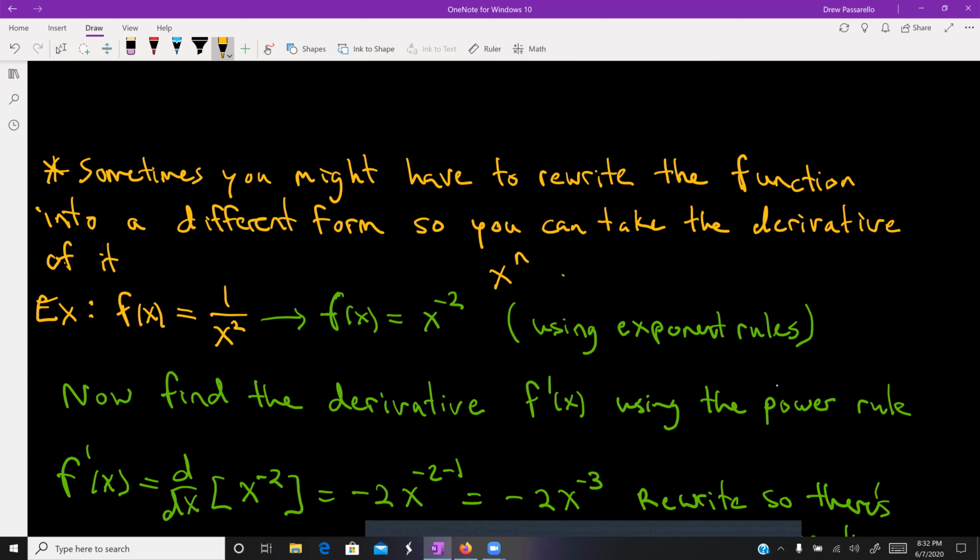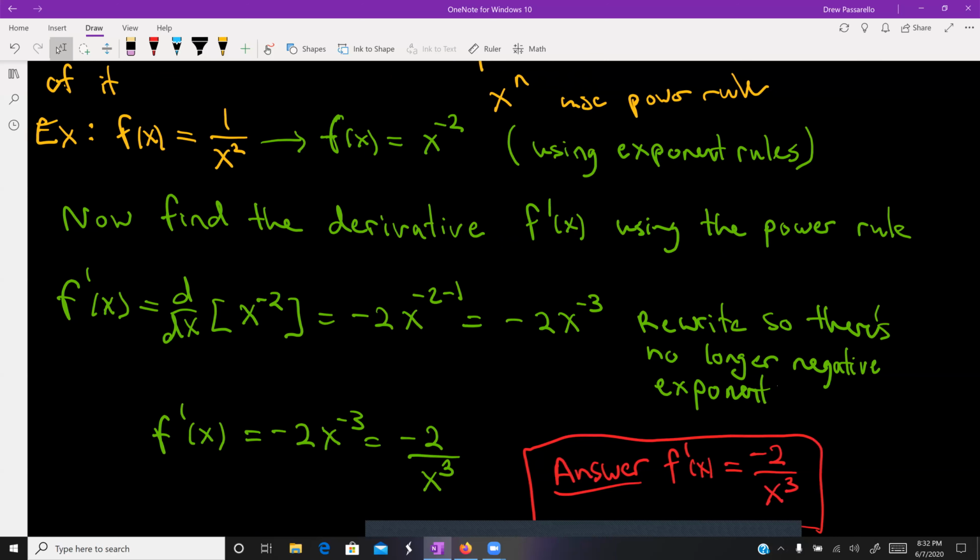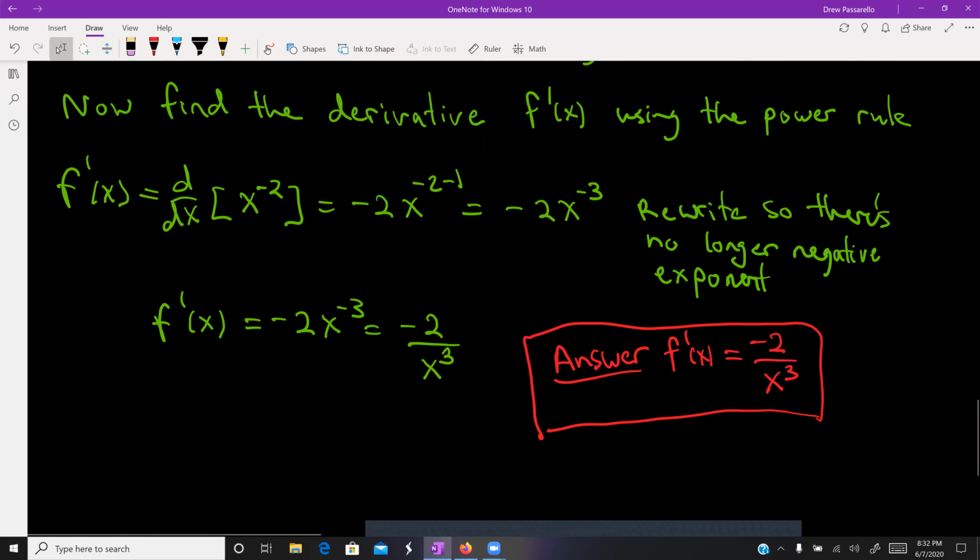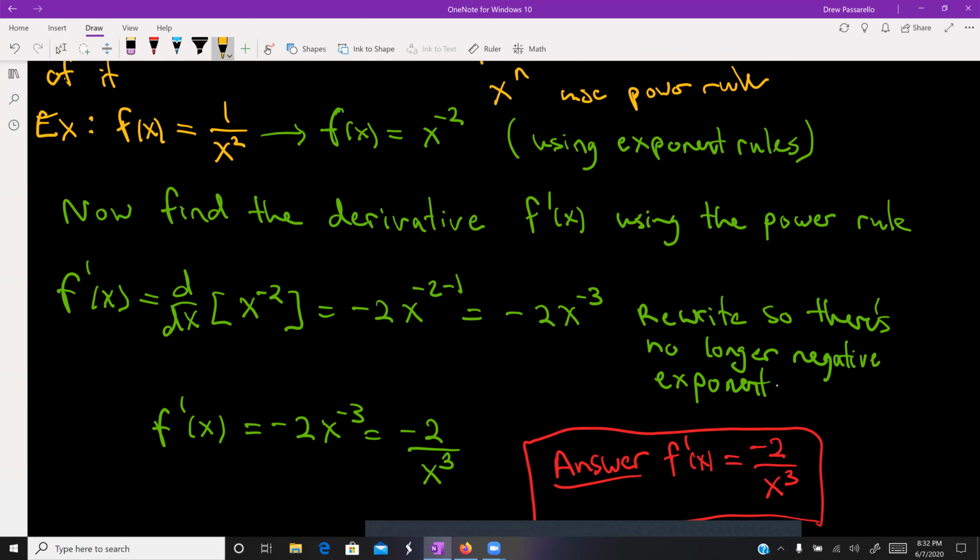All right, so first thing, I use exponent rules to rewrite 1 over x squared as x to the negative 2, and then I take its derivative. So its derivative of x to the negative 2, you drop down the negative 2, so it'll be negative 2x to the negative 2 minus 1. All right, the power rule is n times x to the n minus 1. So that gives me negative 2x to negative 3.